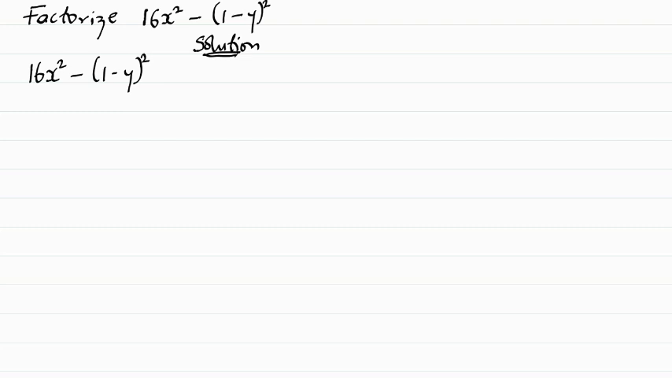We note that except for 16, the expression resembles a difference of two squares. However, we recall that 16 is the same thing as 4 squared. Hence, our expression can also be written as (4x) all in brackets squared minus (1 minus y) squared.